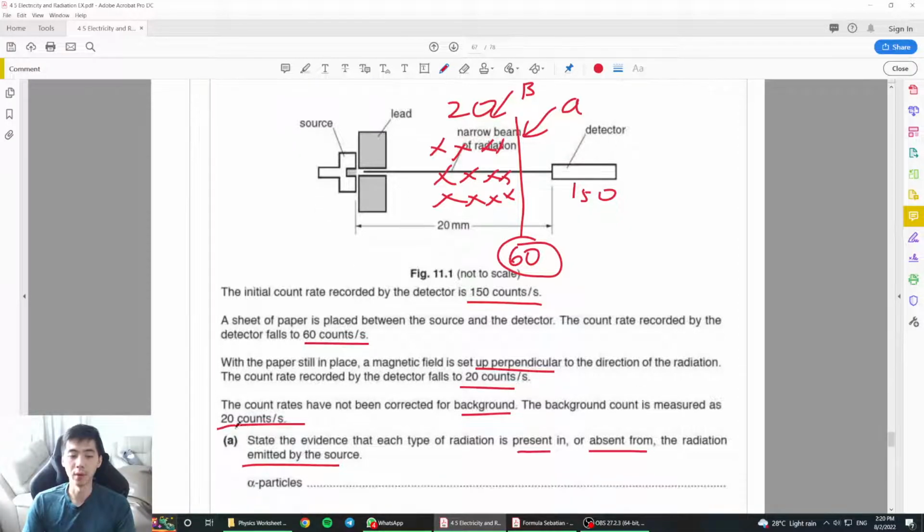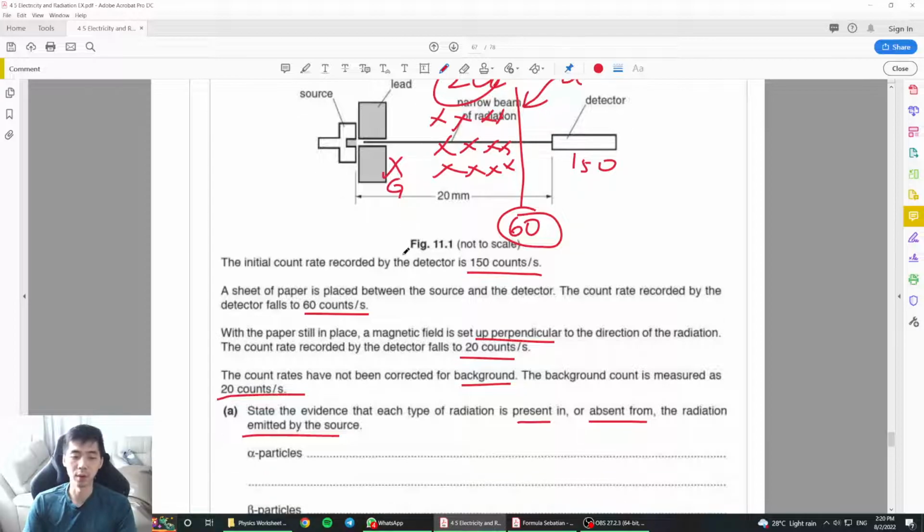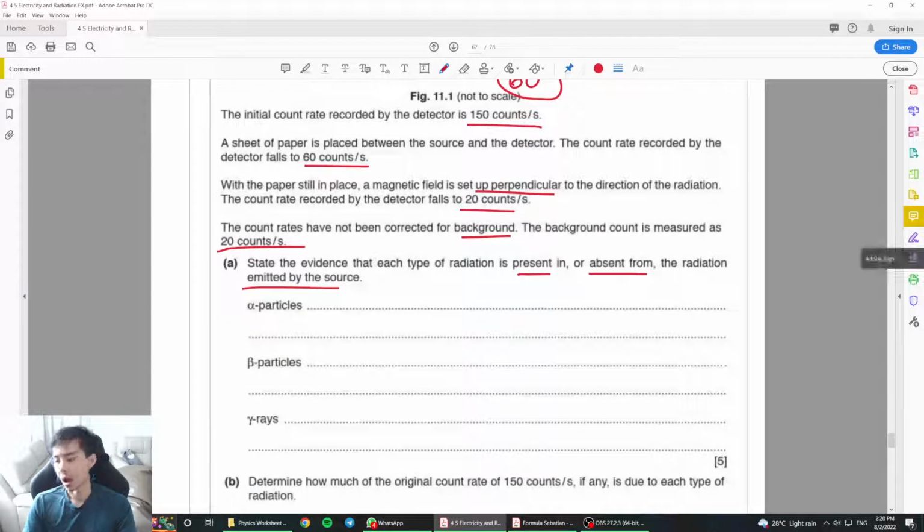And since the background radiation is only 20, I know for a fact that there's no gamma radiation, because this thing here already reads 20, right, after the magnetic field. And because of that, I know that there's no gamma radiation. So from here, how am I going to put this in words?